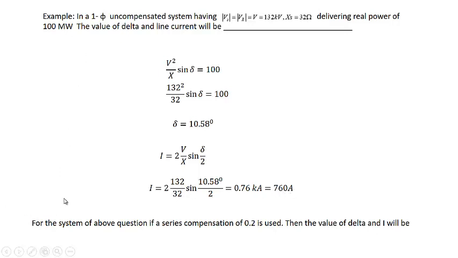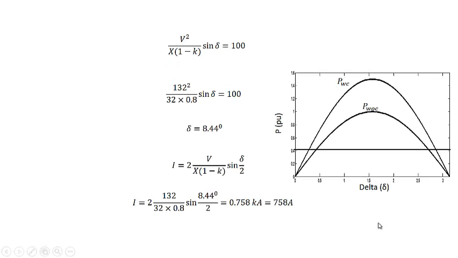Now for the same system, we are using series compensation where K is equal to 0.2, that is, the series compensation factor is 0.2. We again need to find the value of delta and I. When series compensation is done, the power is V square by X into (1 minus K) sine of delta, equal to 100. For the same power transfer, we need to find delta and I. So 1 minus K, 1 minus 0.2, is equal to 0.8. So delta will be equal to 8.44 degrees.